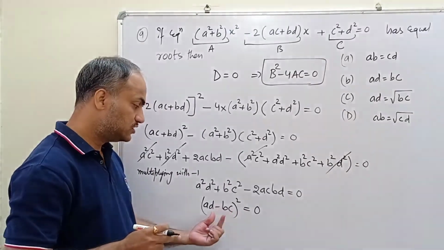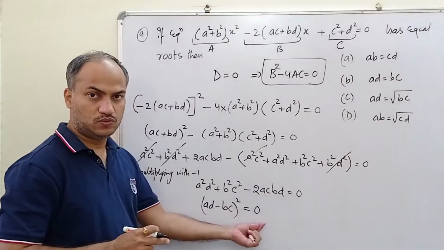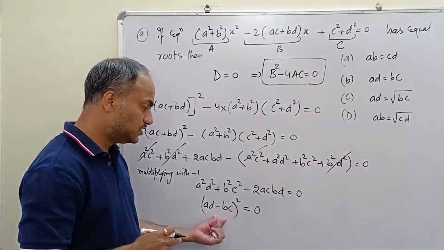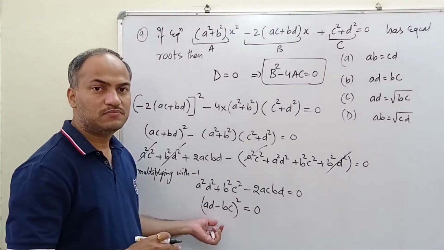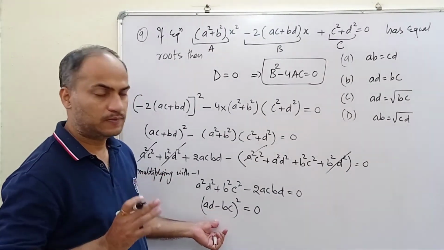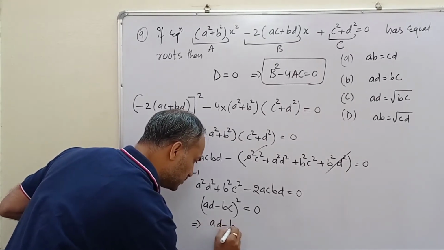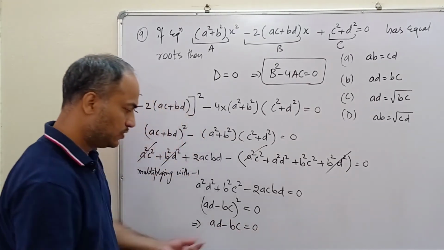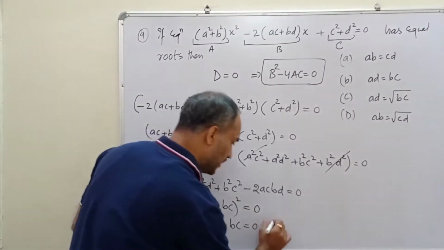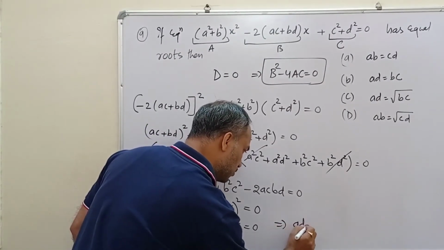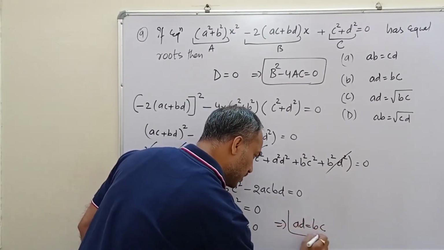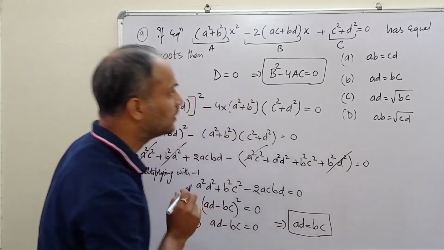Now listen carefully guys, when the square of any real number is 0, it means that real number has to be 0 only. Fine? So this implies that AD minus BC is equal to 0. So from here, what we get? AD is equal to BC. Okay? This result we get.